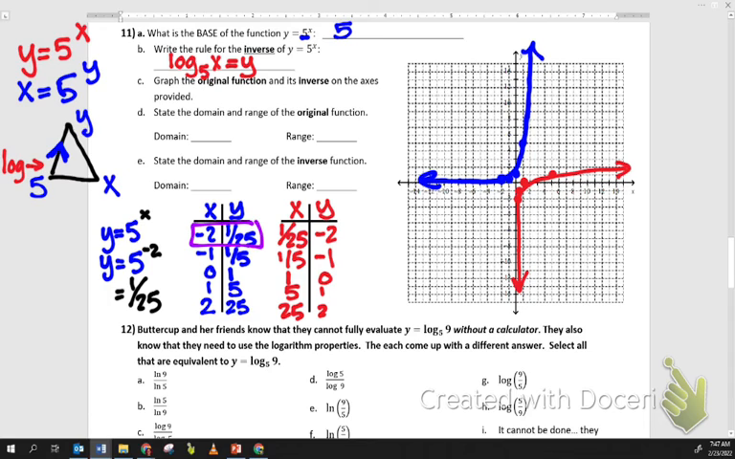Now we want to state the domain and range of the original function. So the domain, my x values. What x values could I put into my blue function? I can put anything I want in for x. But my range, my y values, I can tell they're never going to go down here for my blue graph. They'll never go below 0. And I know that my range is 0 to infinity.